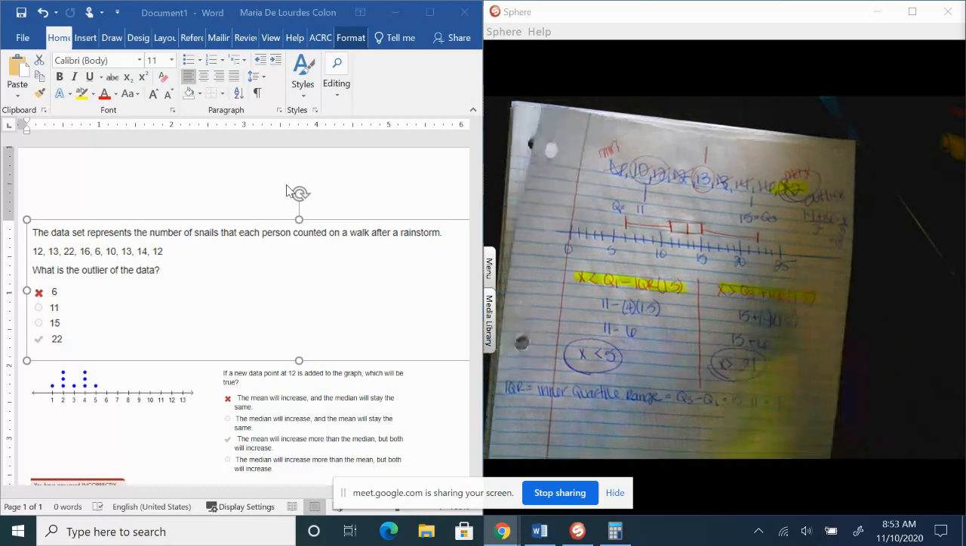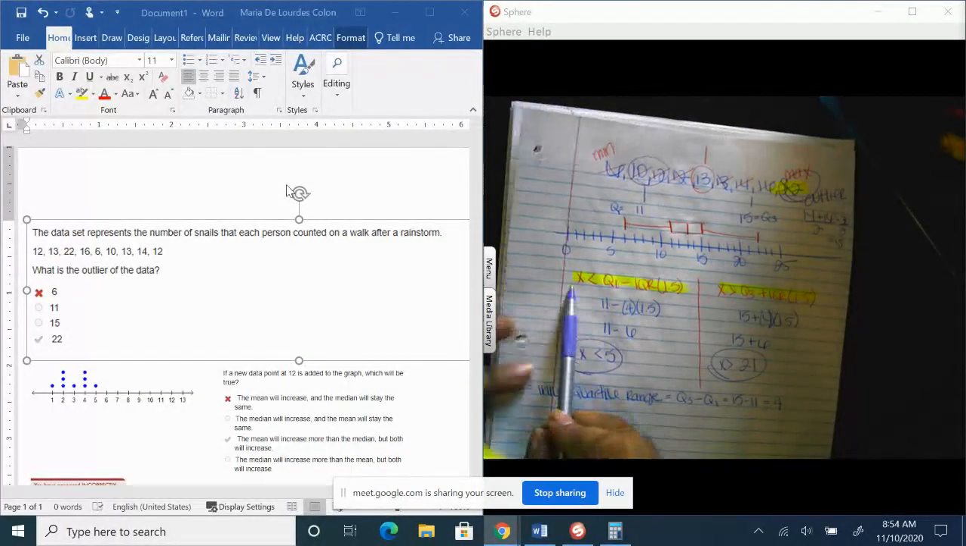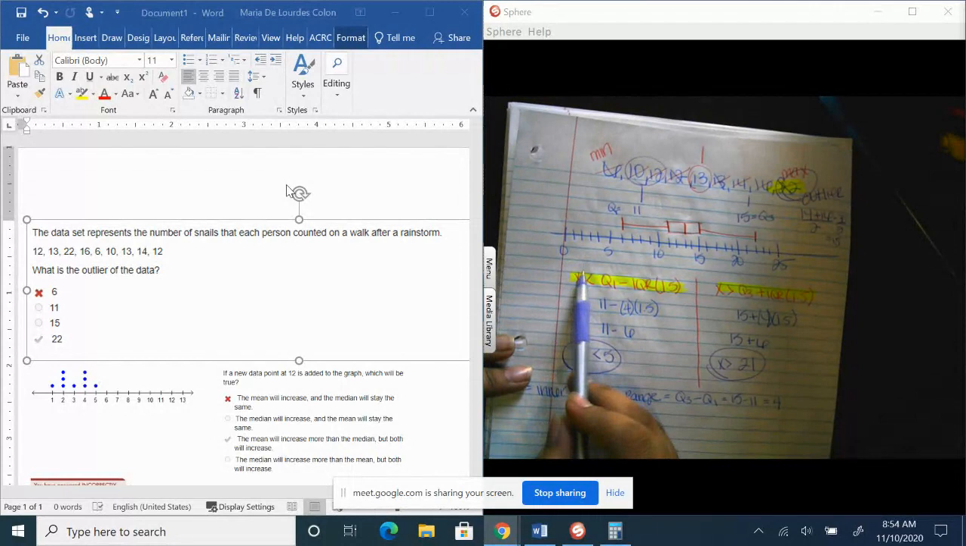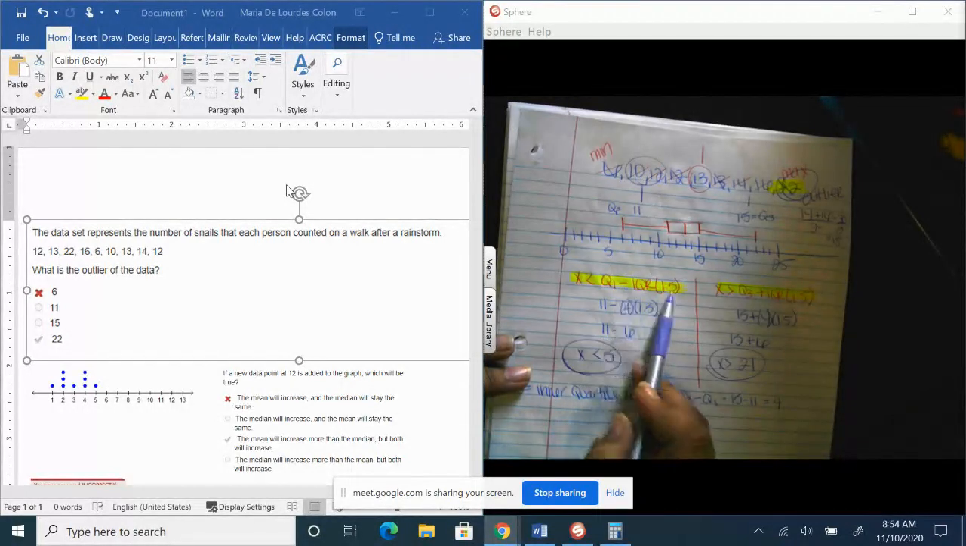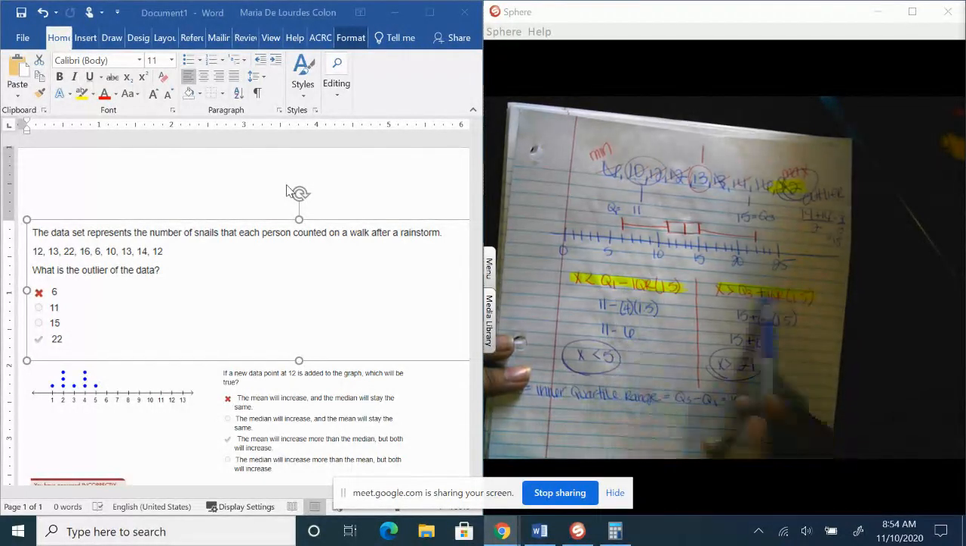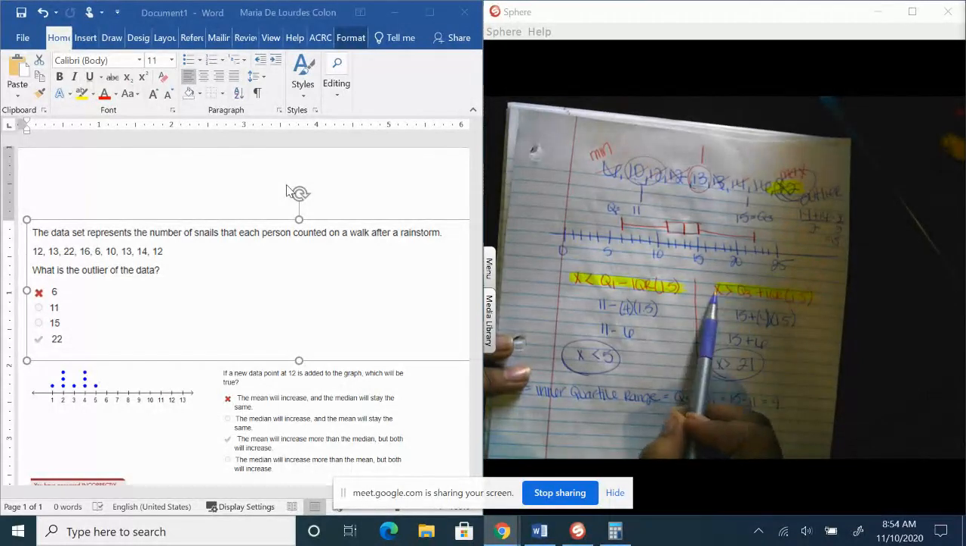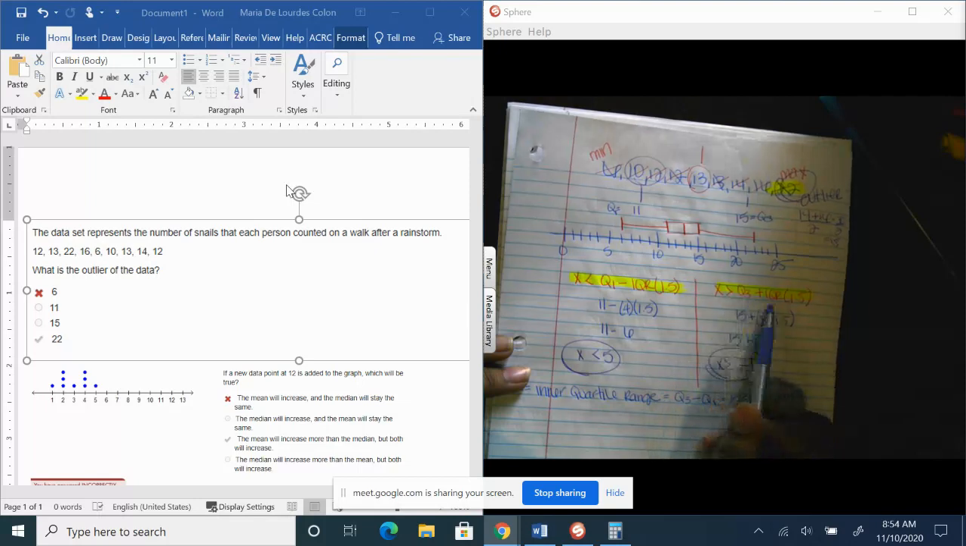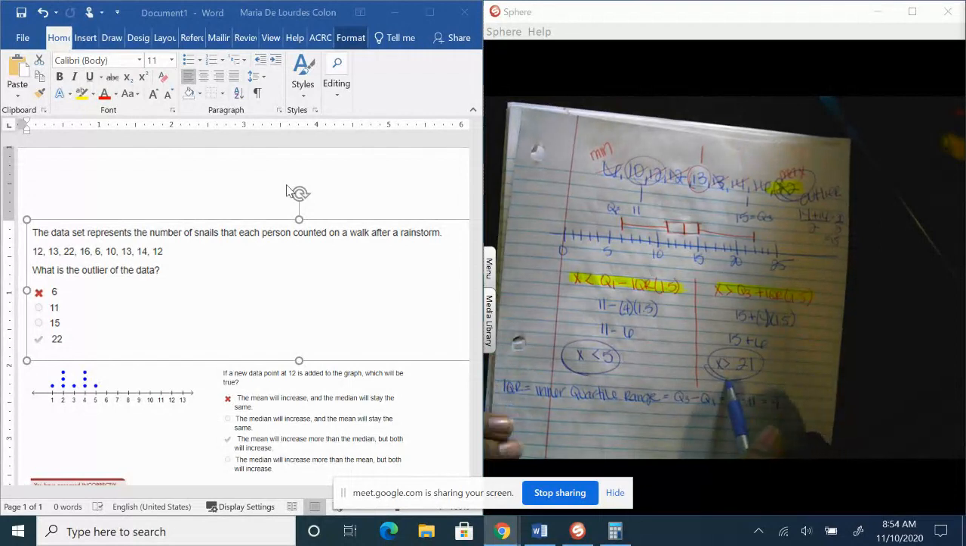Let me highlight them for you. So x, if any number, remember x is just a variable, if any number is less than Q1 minus the IQR times 1.5, then that would be an outlier. And if any number is greater than Q3 plus the IQR times 1.5, then that number is an outlier. Remember, you can have outliers on both ends, either at the lower end or the upper end.